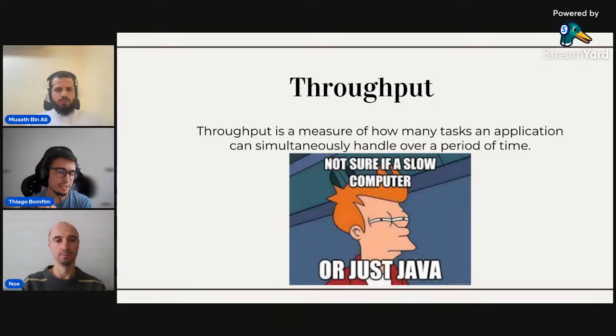And this is just a joke. Not sure if a slow computer or just Java. This is just a joke, okay?